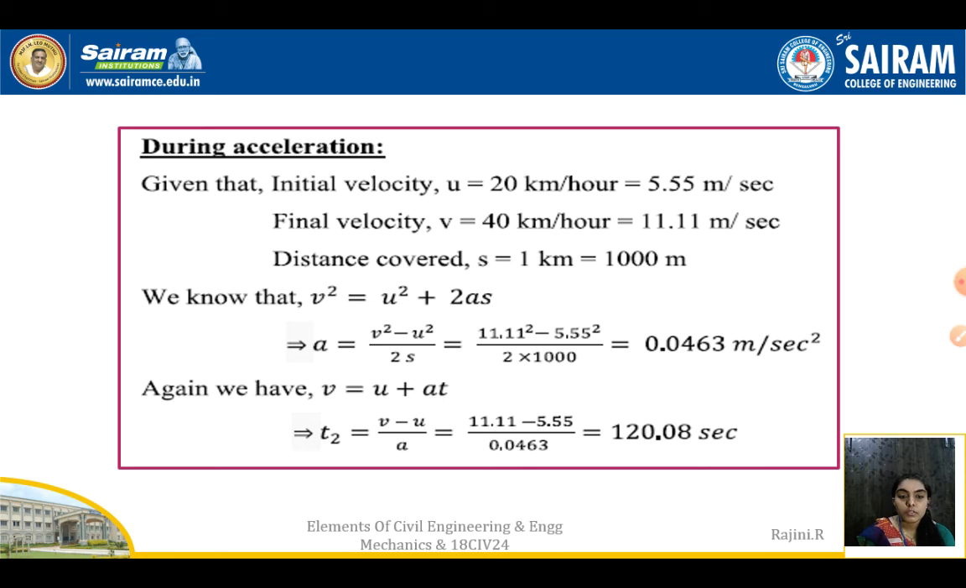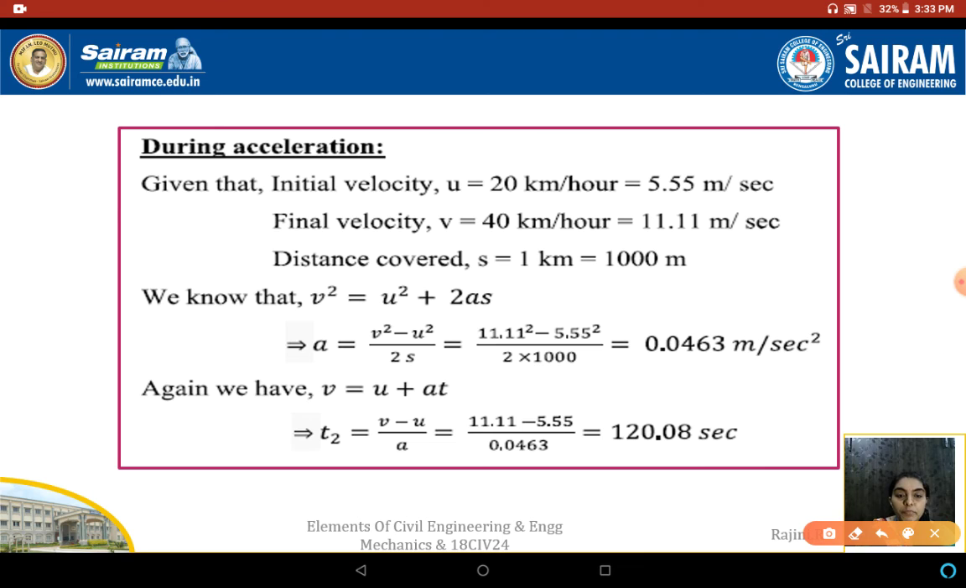So we know that the formula is v square is equal to u square plus 2as. a is equal to v square minus u square, that is final minus initial, divided by 2s, is equal to 11.11 square minus 5.55 square divided by 2 into s, that is 2 into the distance covered, which is 1000. So we got 0.0463 meter per second square.